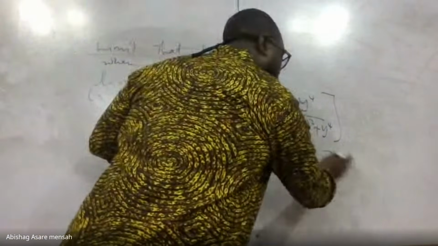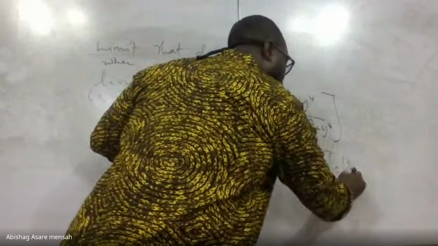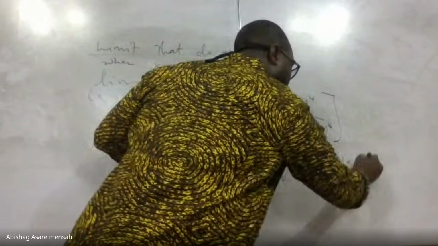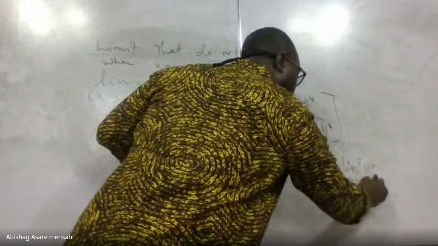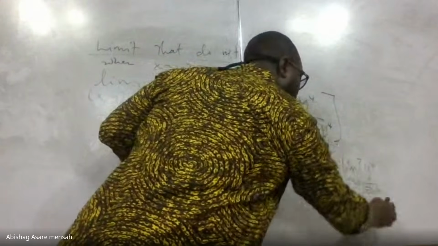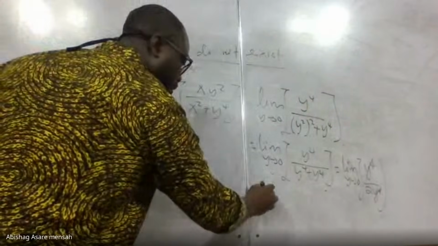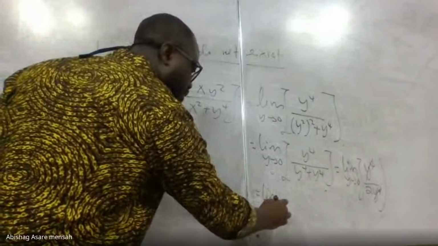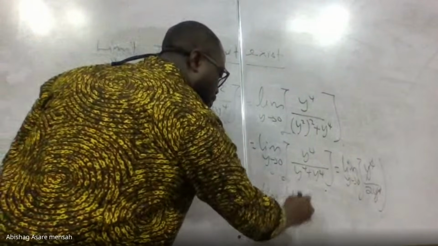The limits. As y approaches 0, 4y over 2y is 4. So this and that will cancel. And last, I'll find the limit as y approaches 0, 1 over 2. But the answer is 1 over 2.